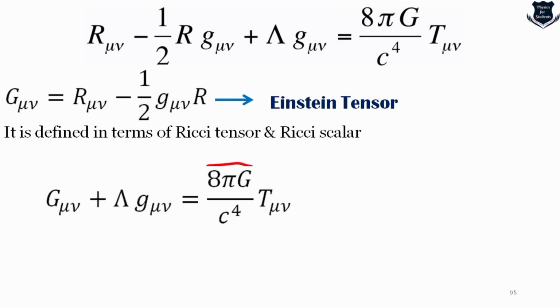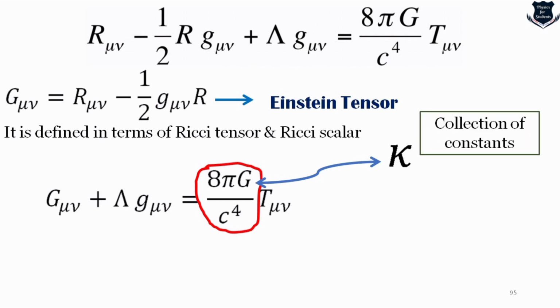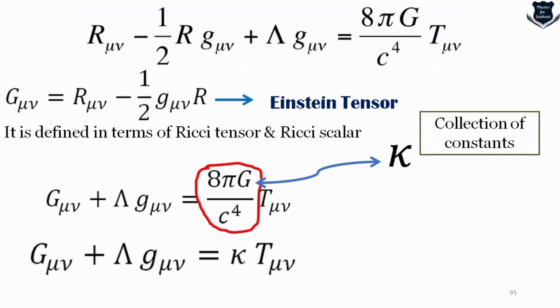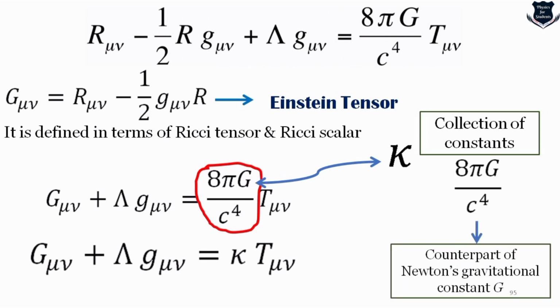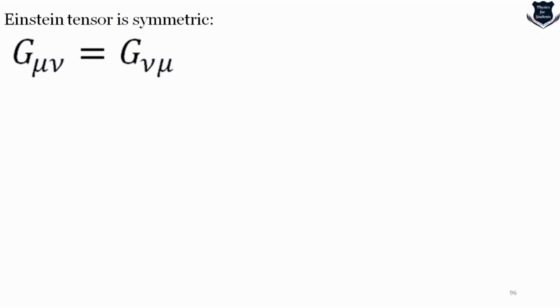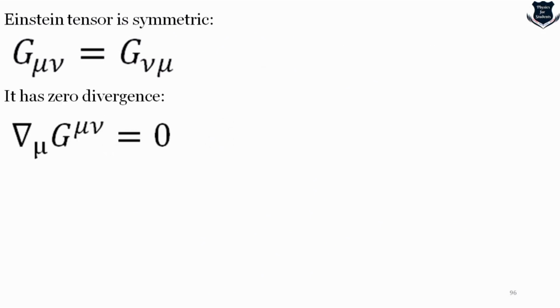So this is the original equation. We take this one out and denote it as kappa, the Greek letter kappa. Why? Because these are all a bunch of constants, right? These are a collection of constants. So we substitute this, and what we get is actually the counterpart of Newton's gravitational constant. So what we get is that this G mu nu is a symmetric tensor. It has also got a zero divergence.